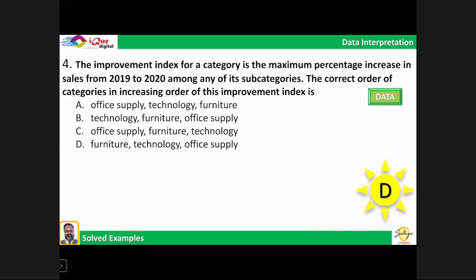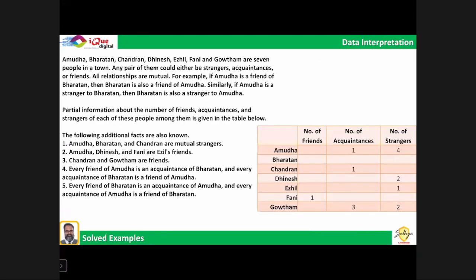Okay. So then I think you can move on to the next set. Now, the next three sets are pretty interesting, right? They are not straightforward data interpretations, they're more of logical reasoning. So let's see how much you get.